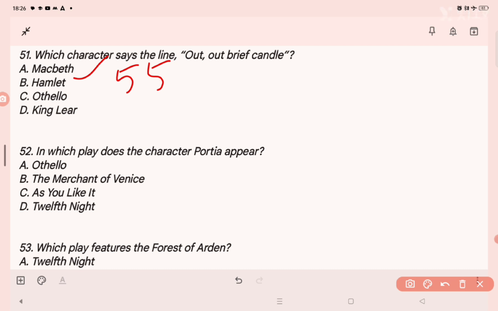In which play does the character Portia appear? Option B. The Merchant of Venice. Portia is the heroine in The Merchant of Venice, known for her intelligence and her role in the courtroom scene.